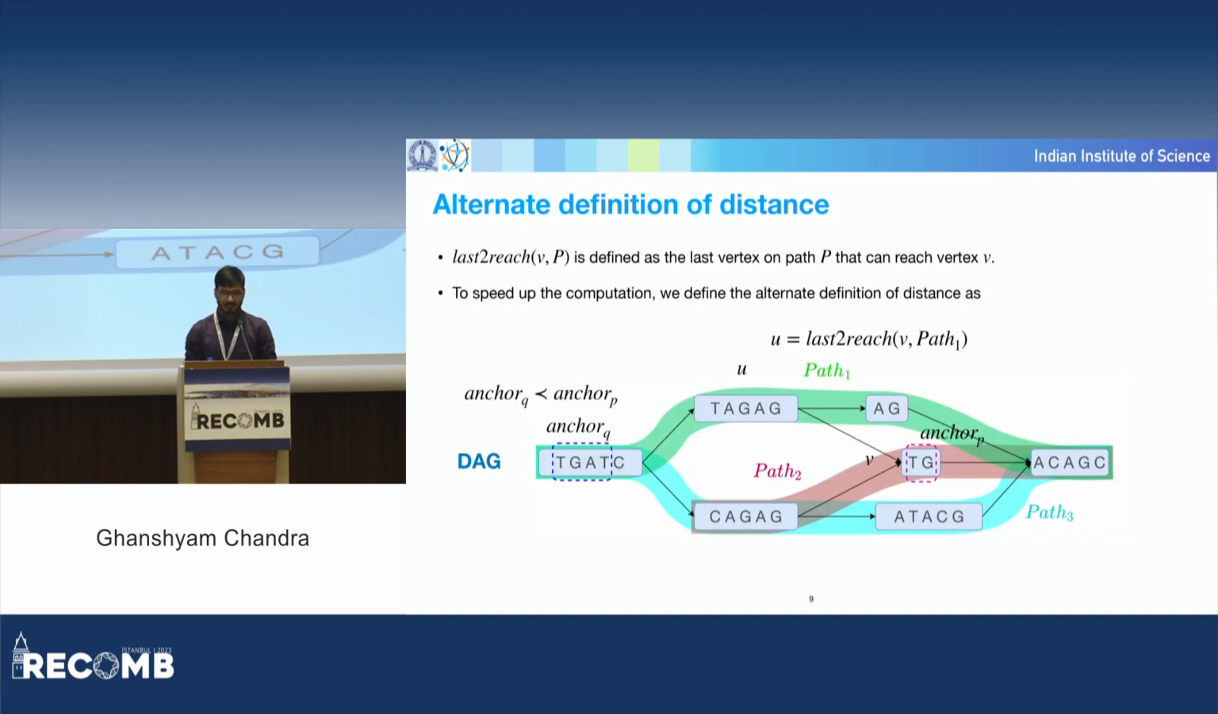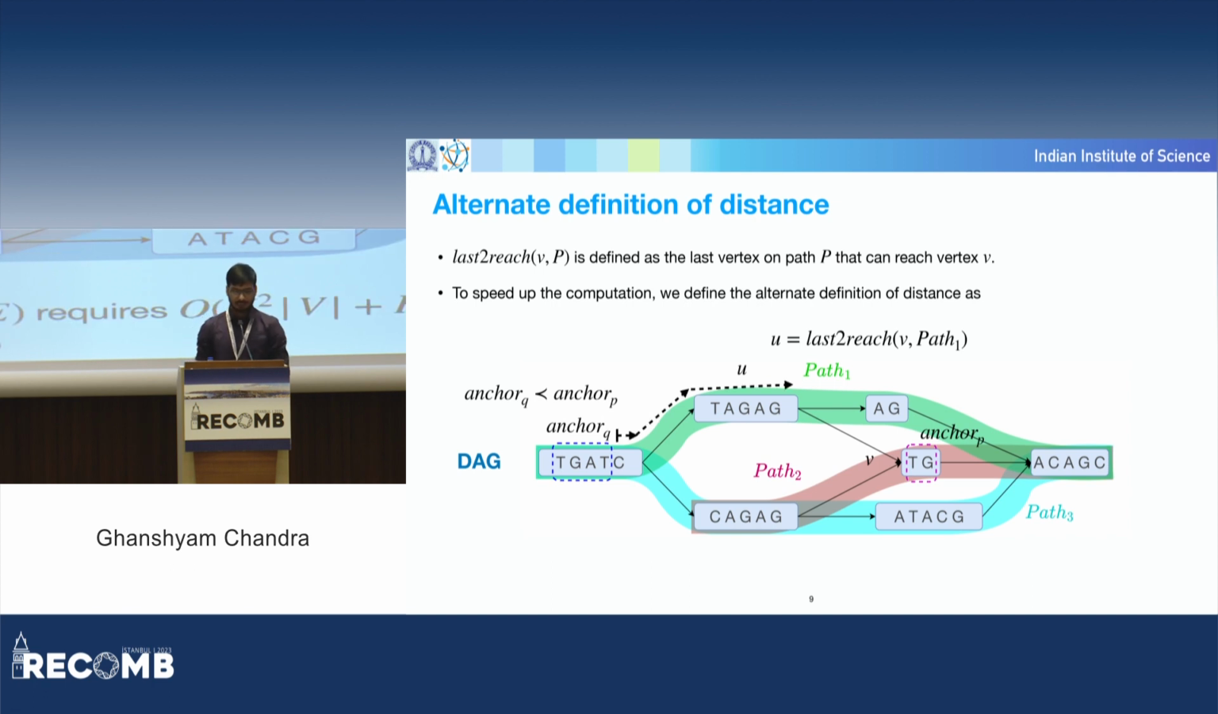To define an alternate definition of distance, I'll define the notion of last-to-reach. A vertex last-to-reach (v, p) is the last vertex on a path p which can reach a vertex v. Just take an example. Vertex u is the last vertex on path 1 which can reach vertex v, which lies on path 2. We'll use this last-to-reach definition to speed up the computation. Given that anchor q precedes anchor p, we start by traversing a path from anchor q to the last vertex u on path 1, and from that last vertex u, we compute the shortest path between u and v, and the total path is defined as an alternate definition of distance.